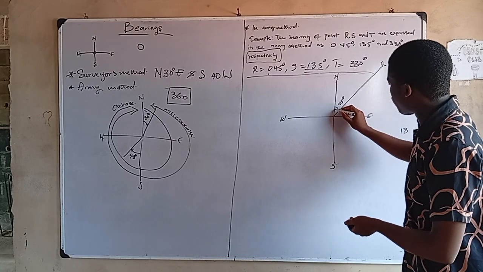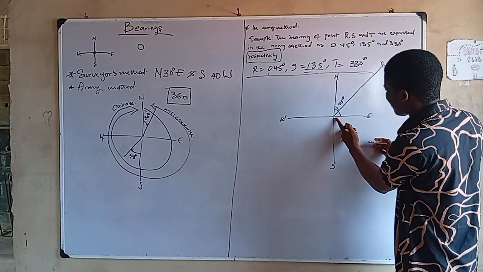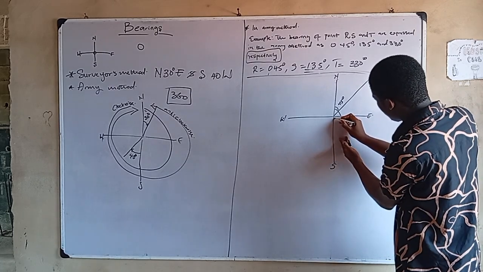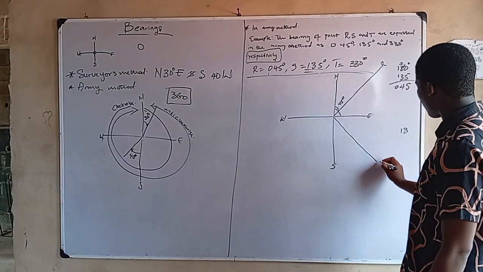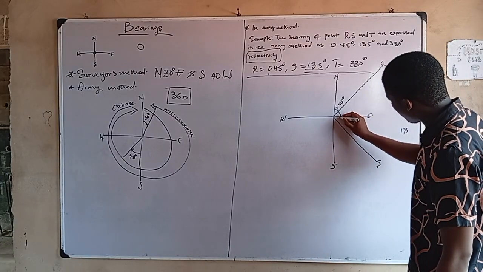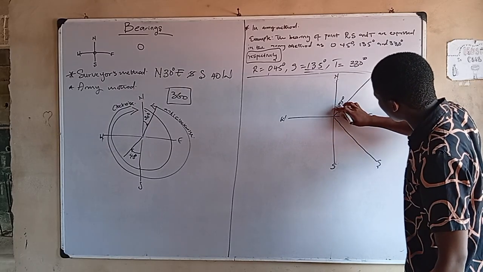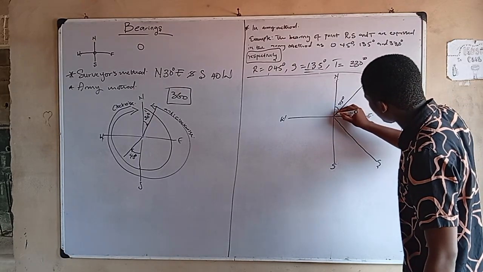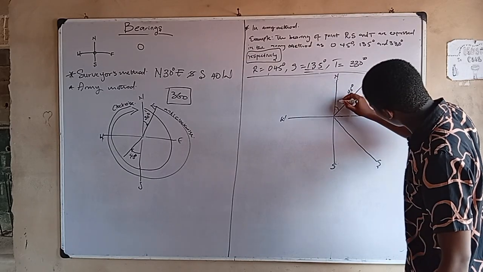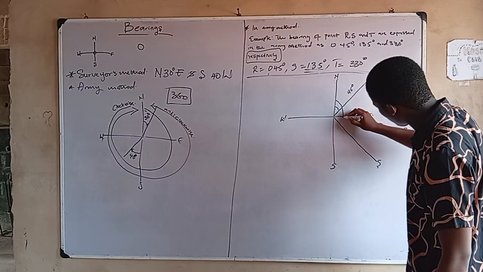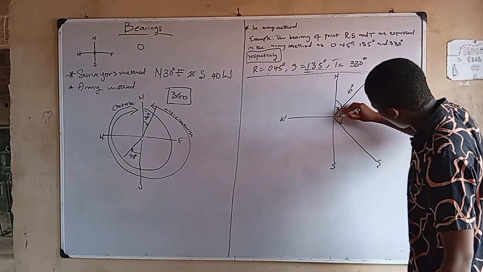From here to here, 90. Now the half of this part is 45, somewhere here. The half of it is our S, which is 135. And this angle that it makes, this angle you are seeing from here to here, is what we call our what?